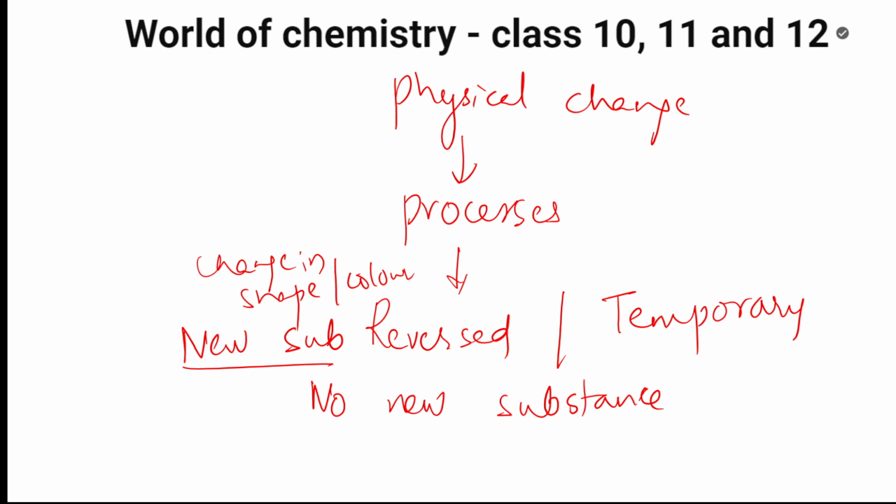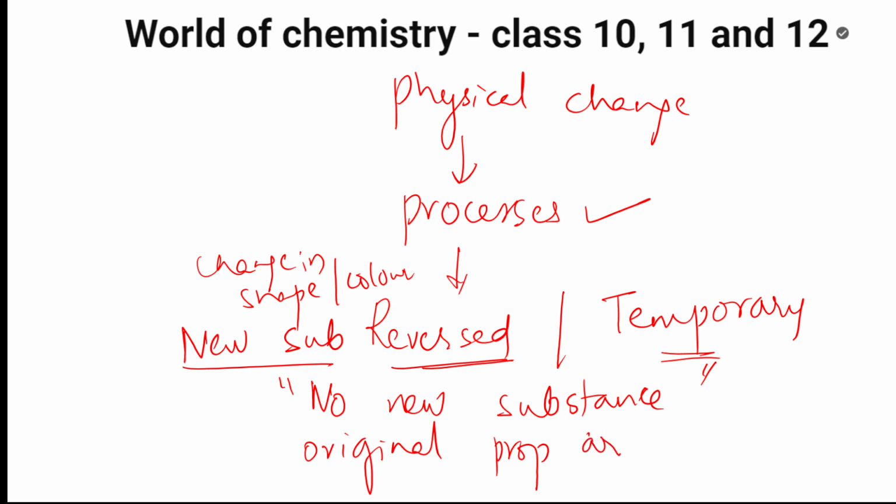So that means physical change is also a process, but there is no new substance formed, and the change can be reversed, and it is temporary. So the important thing to remember is that the original properties are retained. Correct, my students? So what am I understanding? Physical change or chemical change, both are processes. But chemical changes are irreversible, physical changes are reversible. I've given you examples.